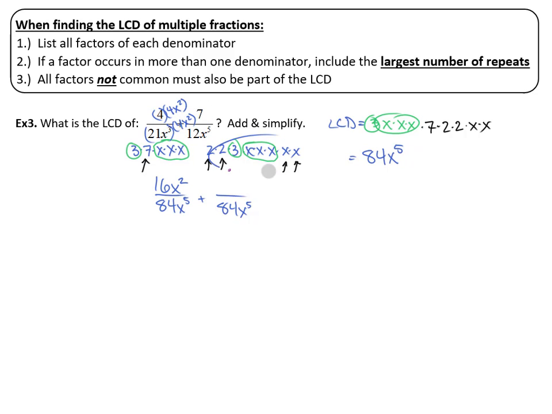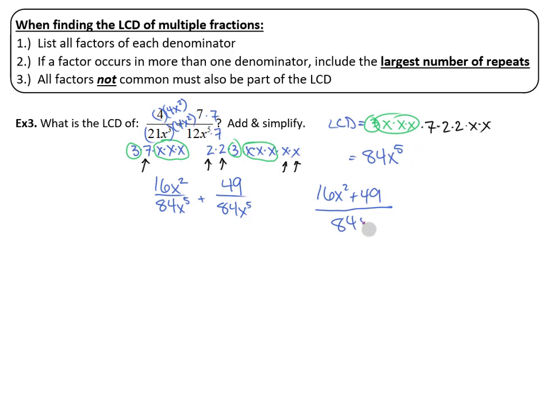Now what is my second denominator missing that the first one had? The only thing that wasn't common is that 7. So all we need to do is multiply top and bottom by 7. And now we have our common denominator that we can keep, and we can add the numerators together.